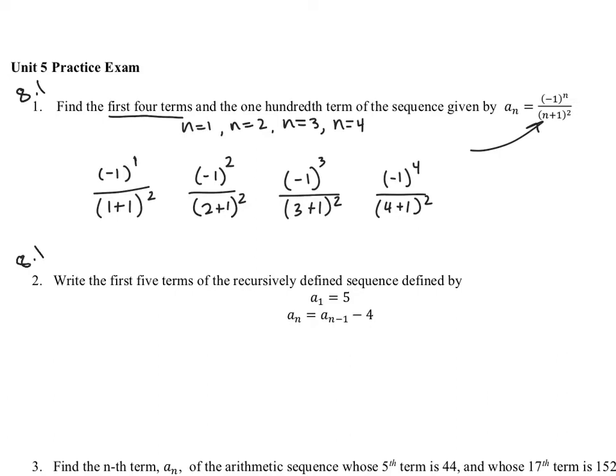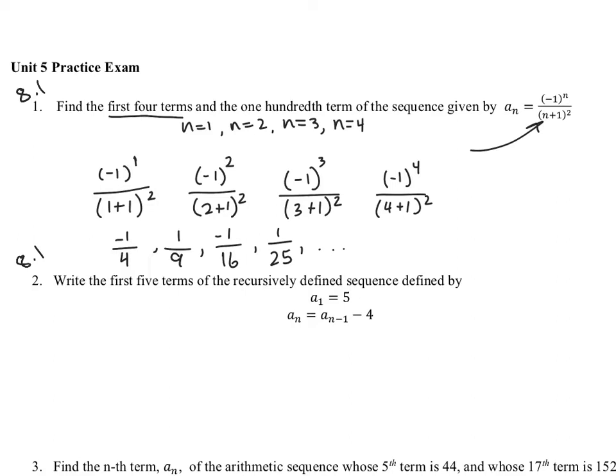so it looks like we'd get -1 over 1 plus 1 is 2, 2 squared is 4, so -1/4 for that first term. And then for that second term, -1 squared is going to be a +1. And then 2 plus 1 is 3, 3 squared is 9. For that third term, we're going to have a -1 on top, and then 4 squared is 16. And for that fourth term, we'd have 5 squared, which is 25. So those are the first four terms.